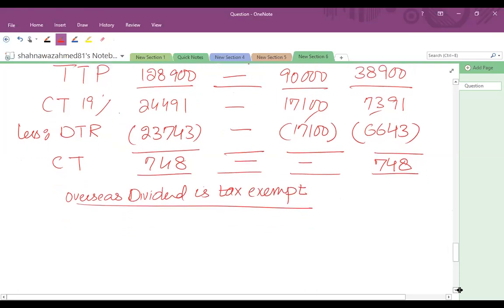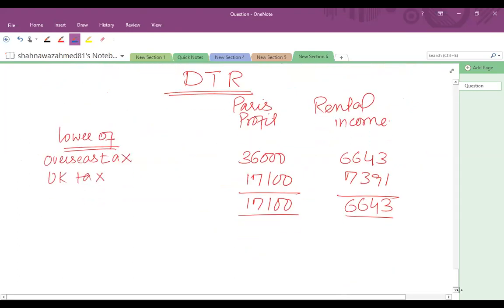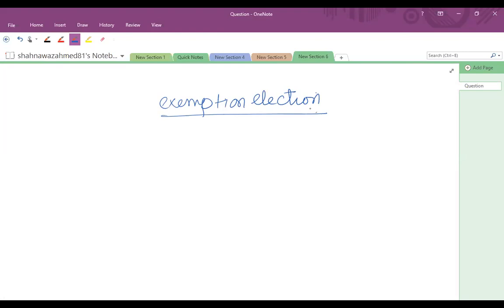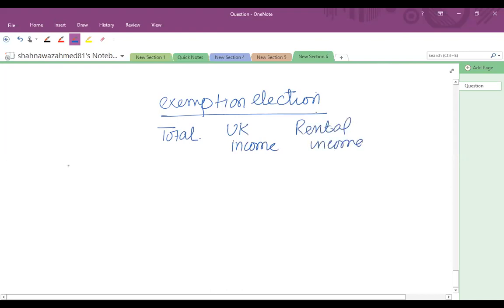Now, rather, if an exemption election has been made, let's work it out here. In this case, the branch is not considered as an extension. So we have the UK income and we have the rental income. Trading profit of UK 38,000, rental income as above, the gross up value 51,100.